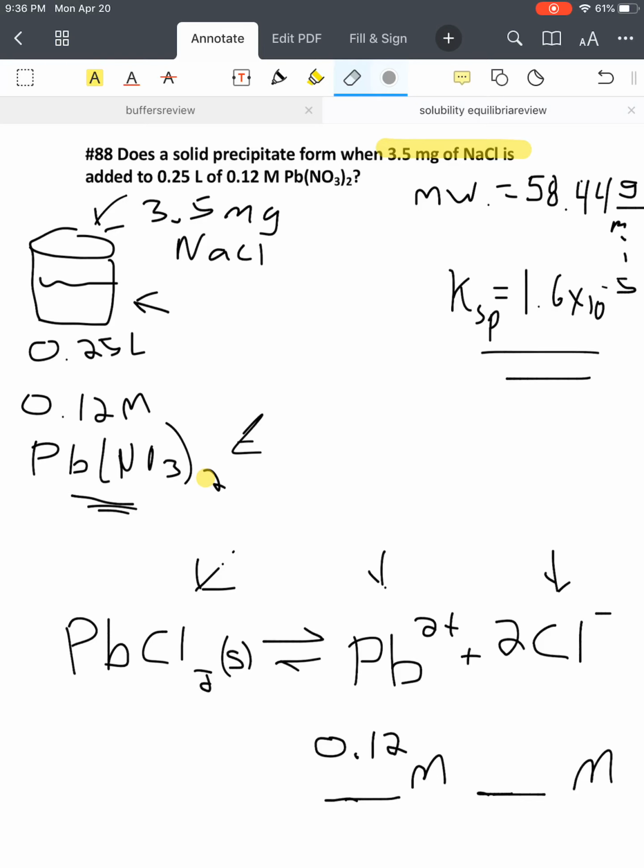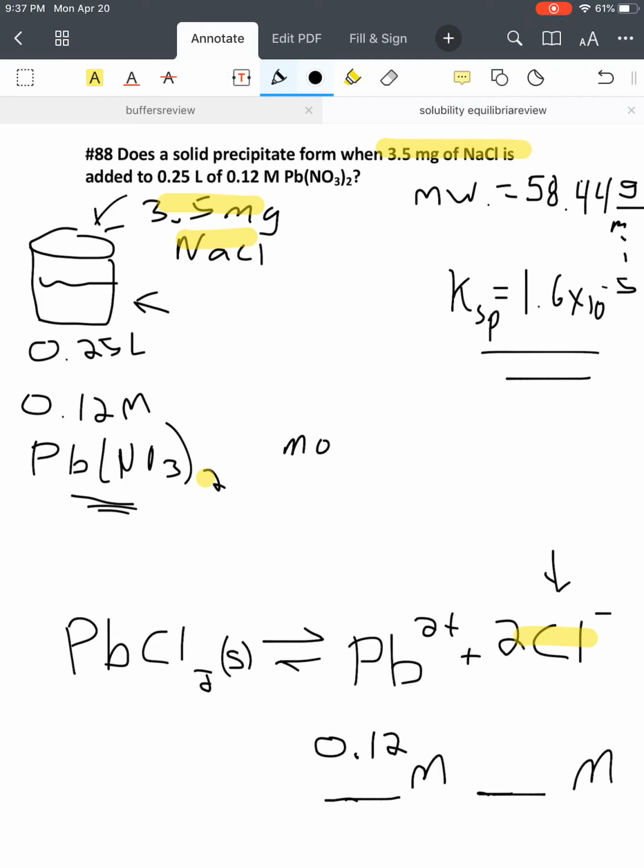Now what about the other reactant, potential reactant, which is chloride? Can we figure out the concentration of the chloride in this solution once the mixing occurs? I mean, after all, we know what mass of sodium chloride we added in, 3.5 milligrams. Maybe we could figure out the molarity of the chloride ion. That's going to be an important strategy here.